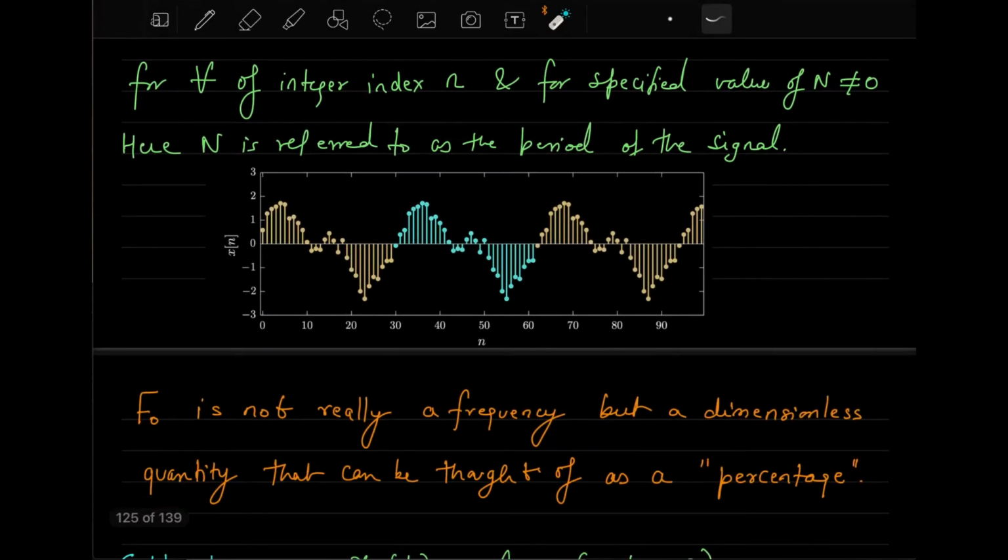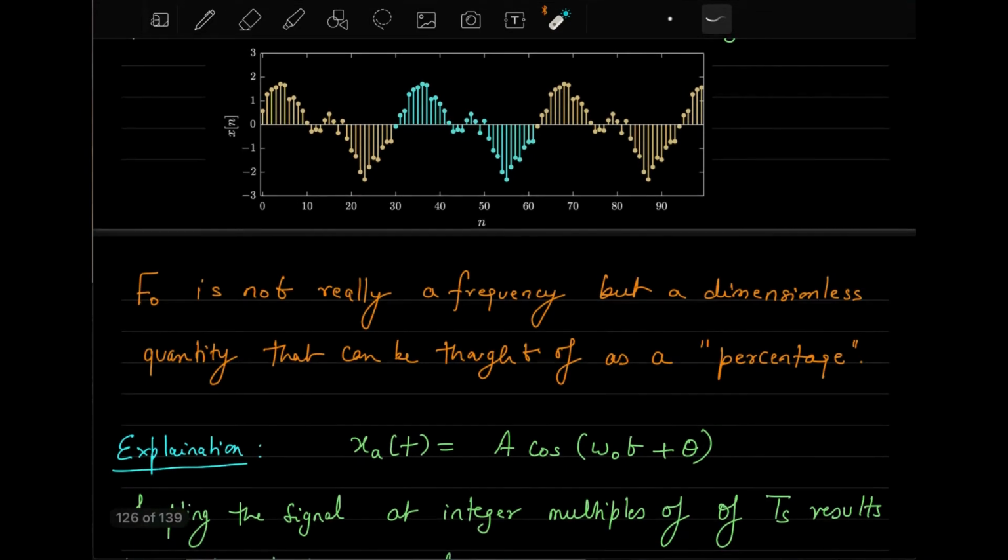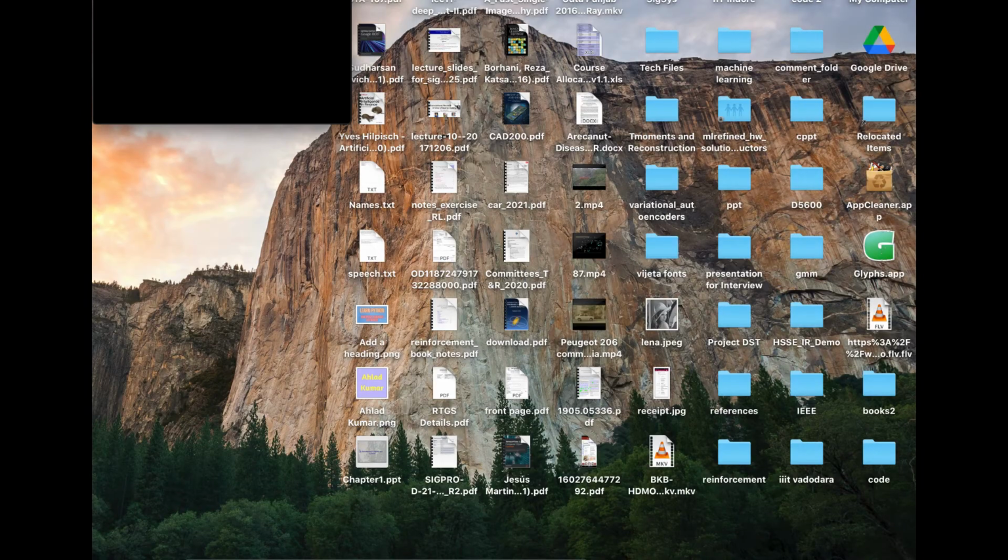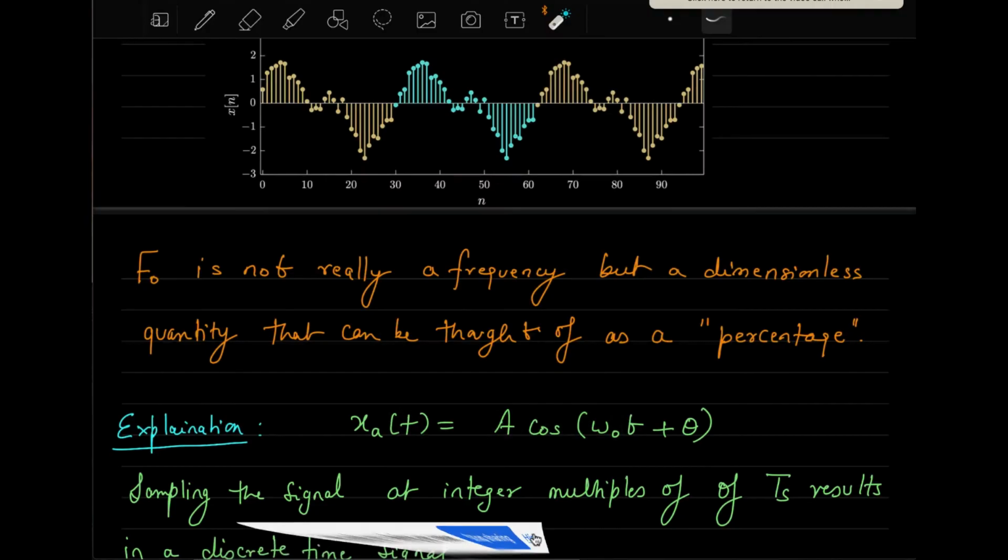Okay, so f0, which we are defining here, it's some problem with the wire, I guess. Are you able to see the screen?